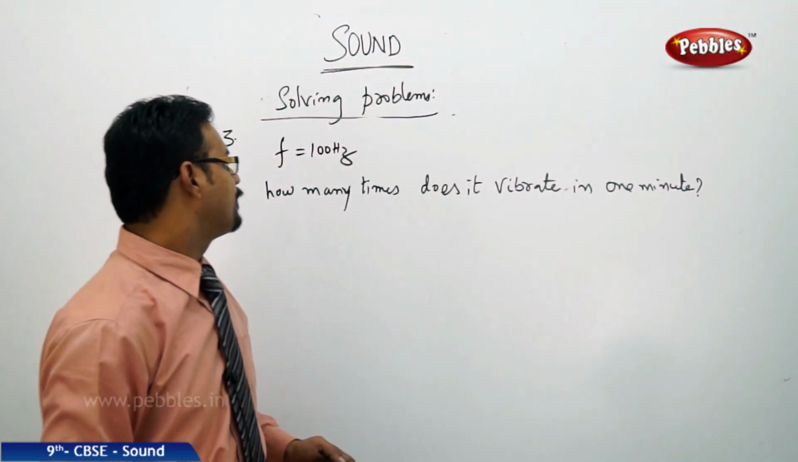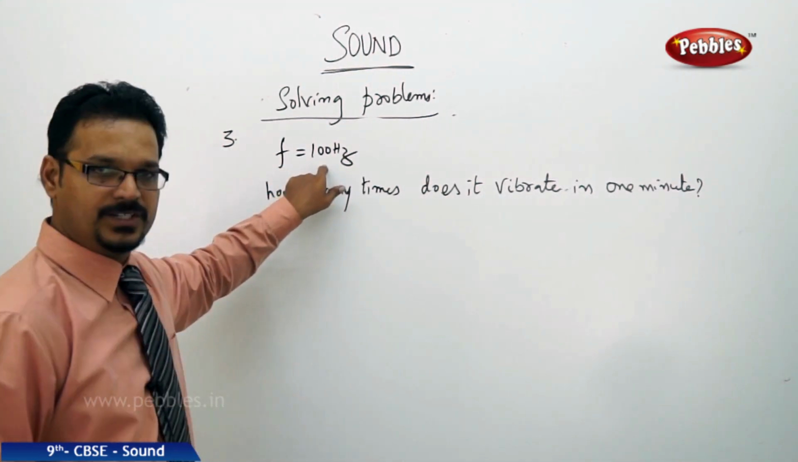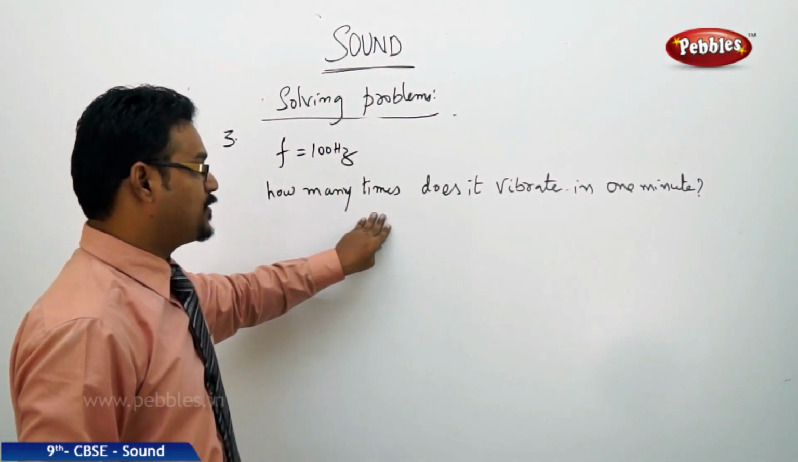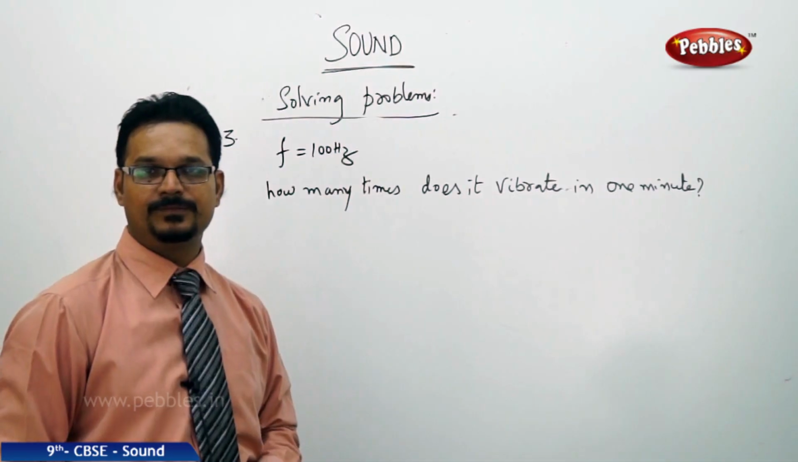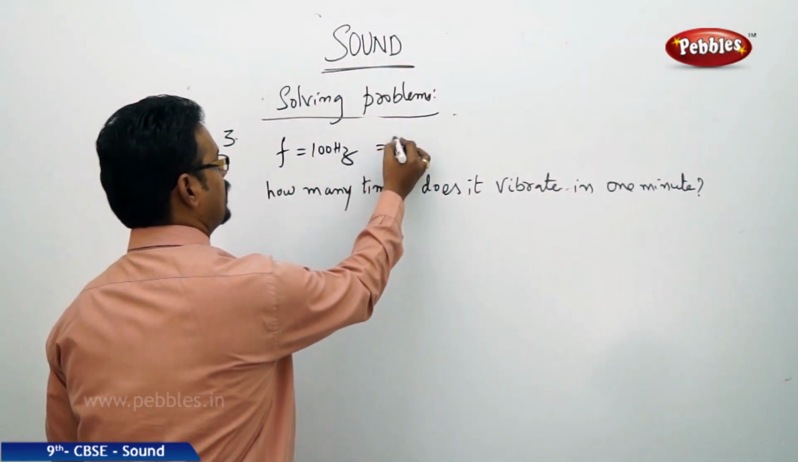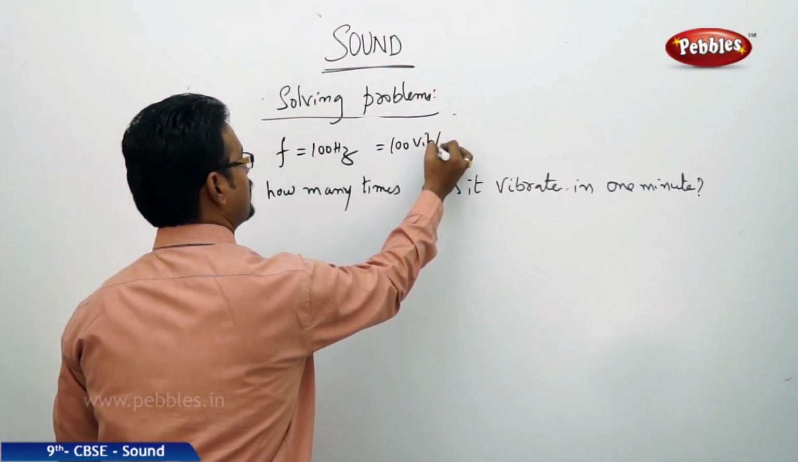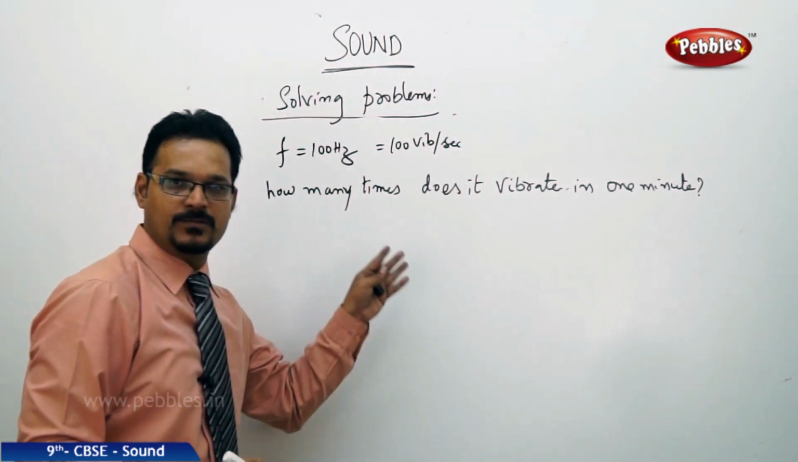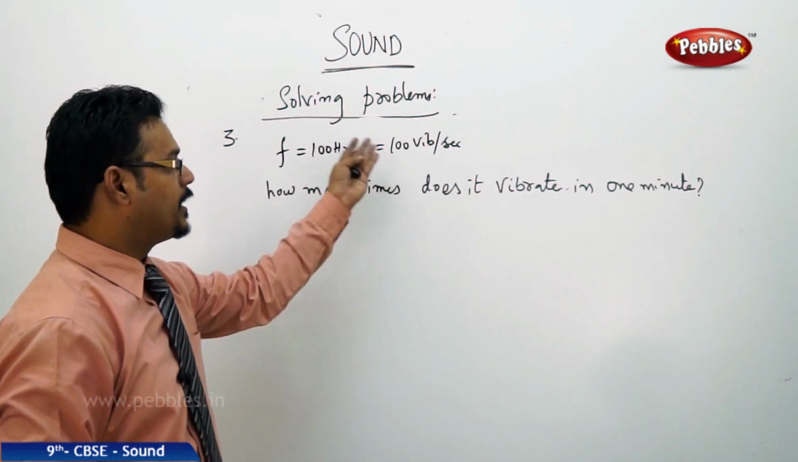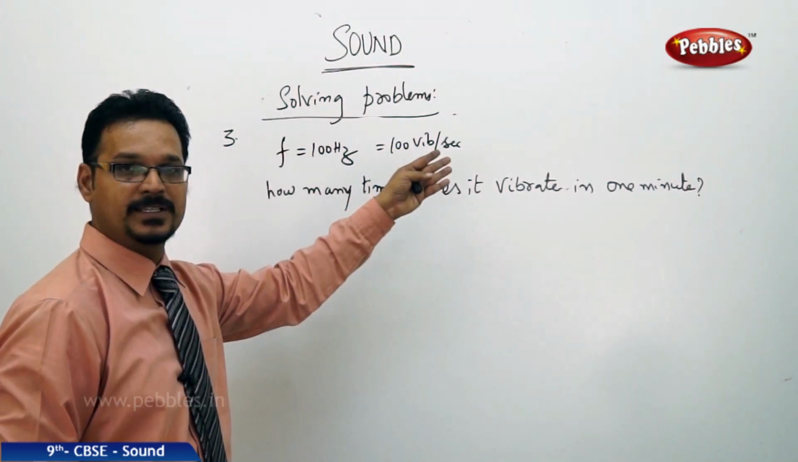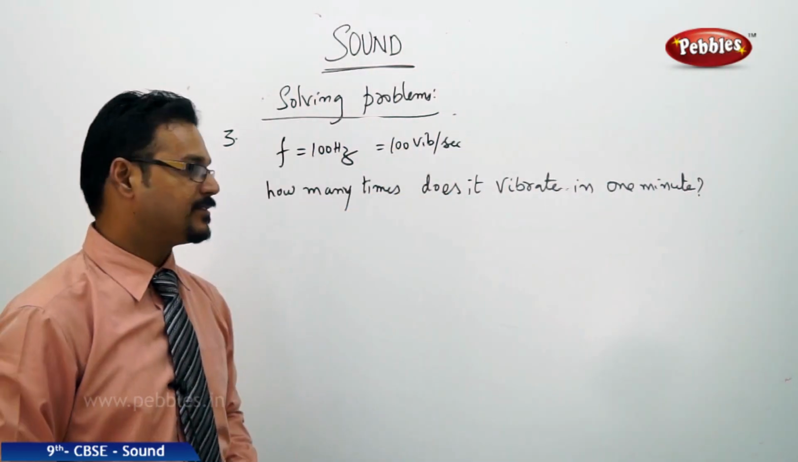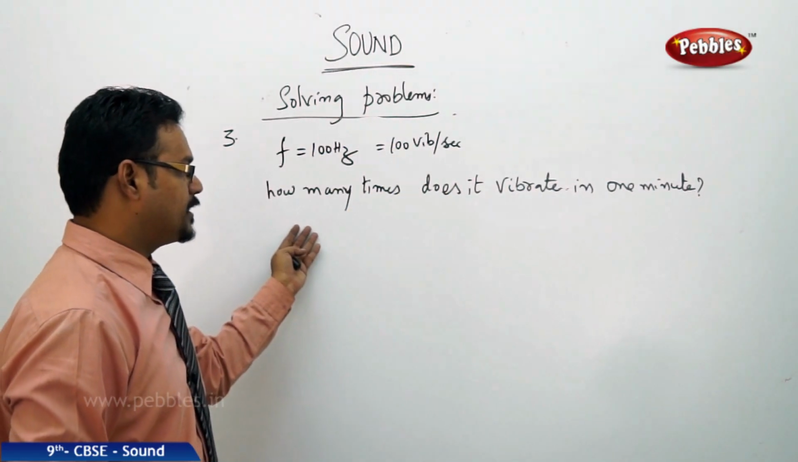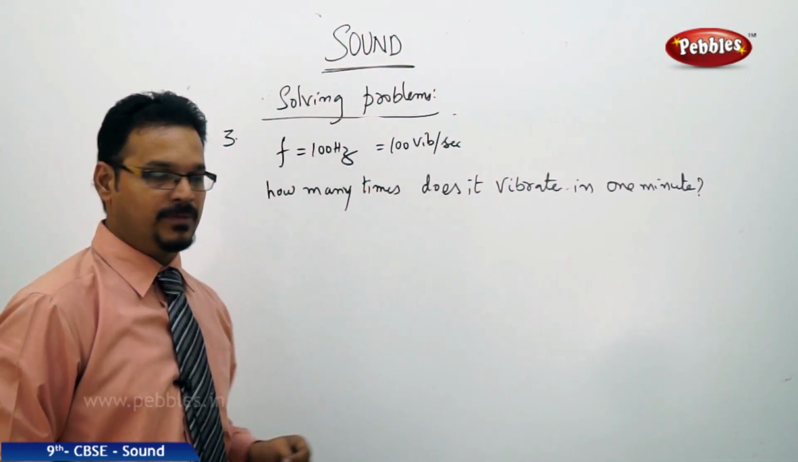One more problem for you. Frequency is 100 Hz. How many times does it vibrate in 1 minute? 100 Hz is nothing but 100 vibrations per second. As I told you in the earlier class, 100 vibrations per second, 100 cycles per second, 100 waves per second, everything is correct. And here the question is, in 1 minute, how many times does it vibrate?